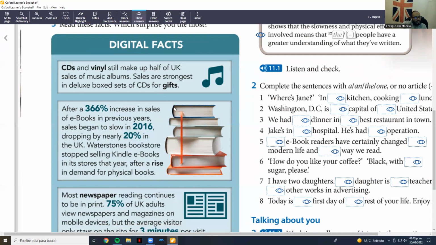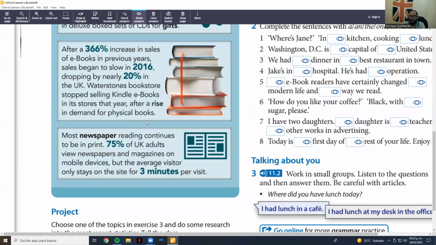So people still miss the physical, you know, the paper and the smell and turning the page, physically, one page after another, if you are interested in reading, of course. If you are this kind of person who enjoys having text a lot, then obviously it's not going to be the same. Most newspaper reading continues to be in print. 75 percent of UK adults view newspapers and magazines on mobile devices, but the average visitor only stays for 3 minutes per visit.